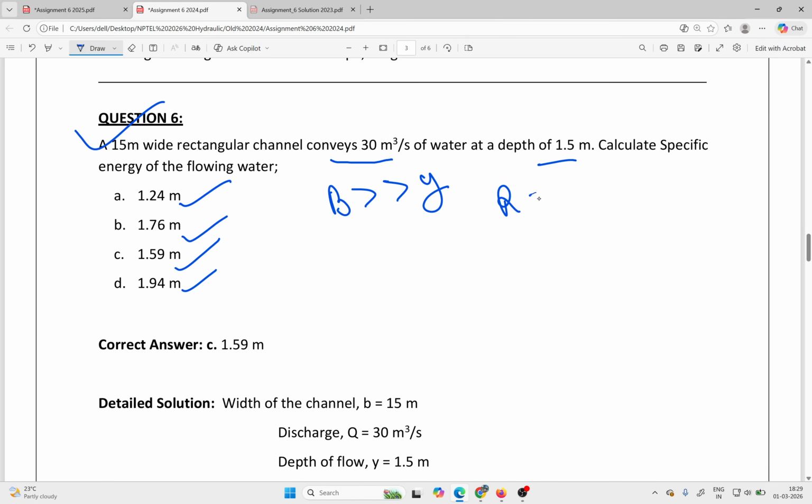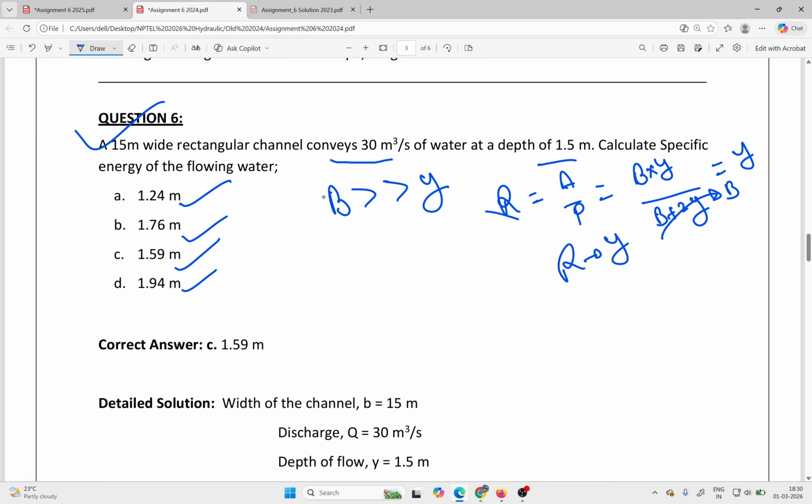So hydraulic radius is area by perimeter. You can write B into Y divided by B plus 2Y, anyway it is a rectangular channel. So your R will be Y only. That is the meaning of wide rectangular channel: why it is written here is because of this, you can consider R is equal to Y only.